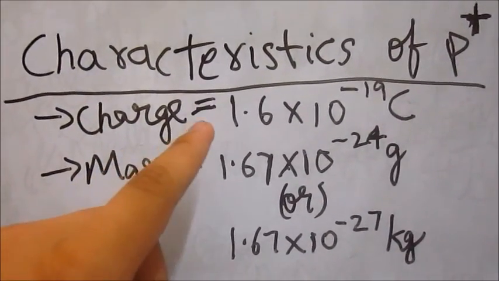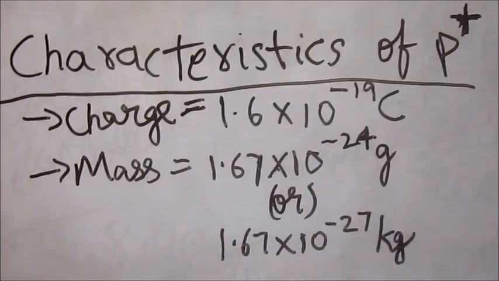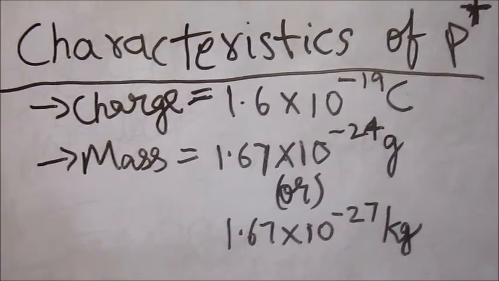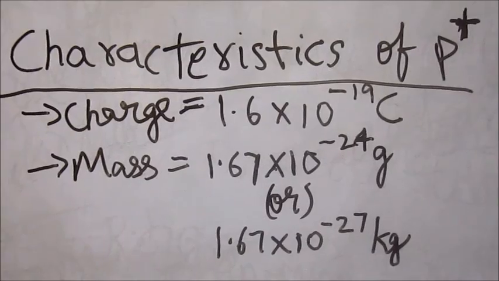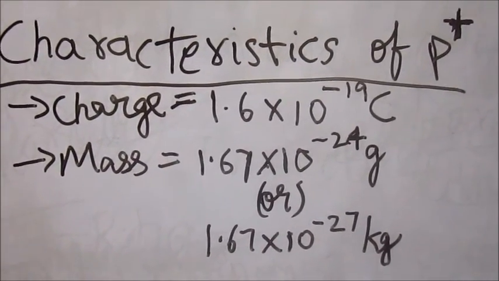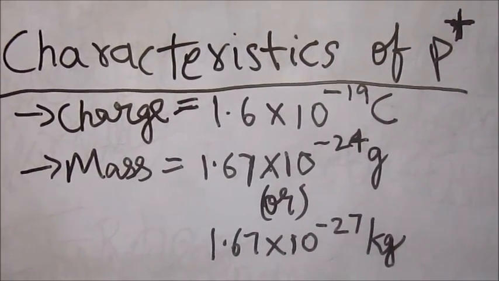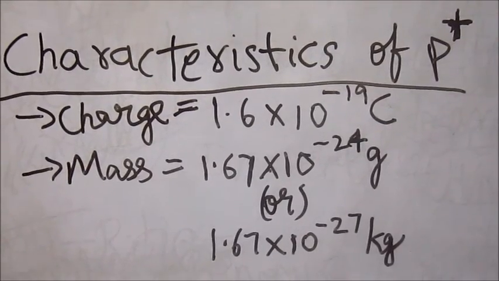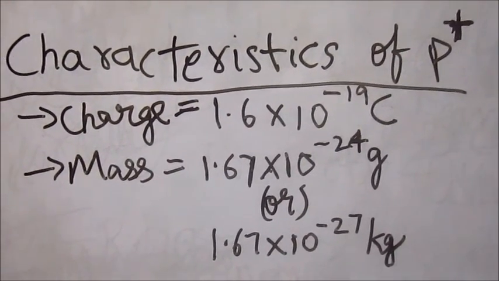The charge of a proton is 1.6 × 10^-19 coulombs. The mass of the proton is 1.67 × 10^-24 grams, or 1.67 × 10^-27 kg.